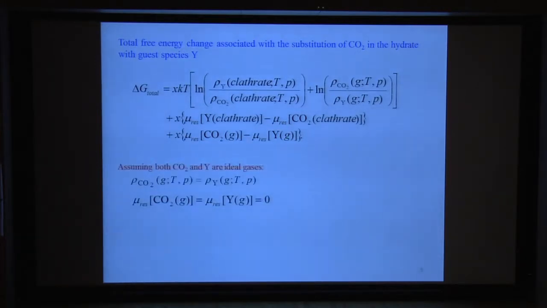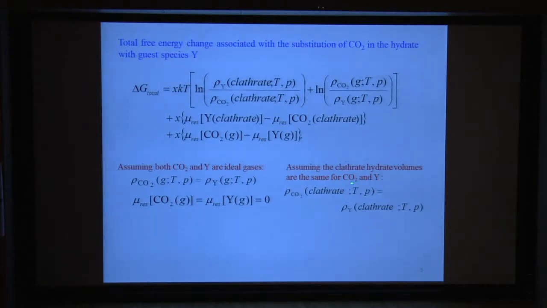Now, as the simplest assumption, we can assume that both CO2 and Y are ideal gases under the temperature and pressure conditions that we're working with. This is not an essential assumption. We can choose not to make it, but just to make the calculation a little bit simpler to demonstrate, we make this assumption. And the second assumption we can make right now is that the density of the clathrate hydrates, or the volume of clathrate hydrate, is the same for the CO2 guest and the Y guest. So we make these two simplifying assumptions. None of them are essential, but if we do that, the first term and the third term of our free energy will cancel, and what we'll be left with is that the total free energy associated with this substitution will be related to the differences in the residual chemical potential of the two species in the hydrate phase.